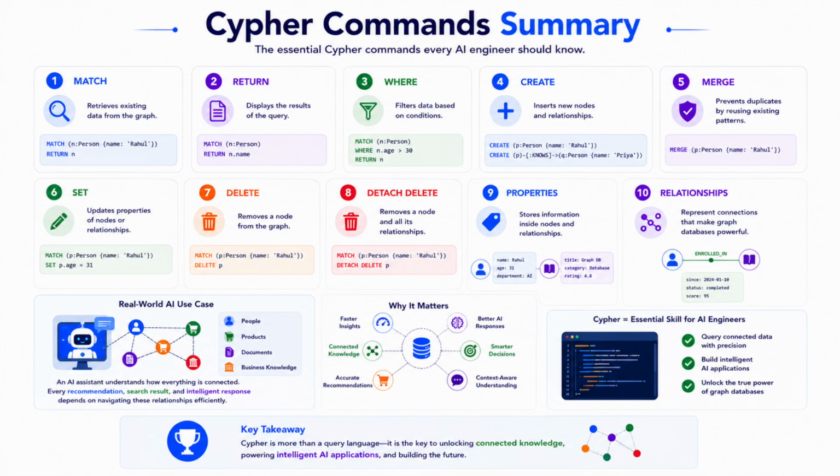Imagine building an AI assistant that needs to understand how people, products, documents, and business knowledge are connected. Every recommendation, every search result, and every intelligent response depends on navigating those relationships efficiently. That is exactly where Cypher becomes an essential skill rather than just another query language.